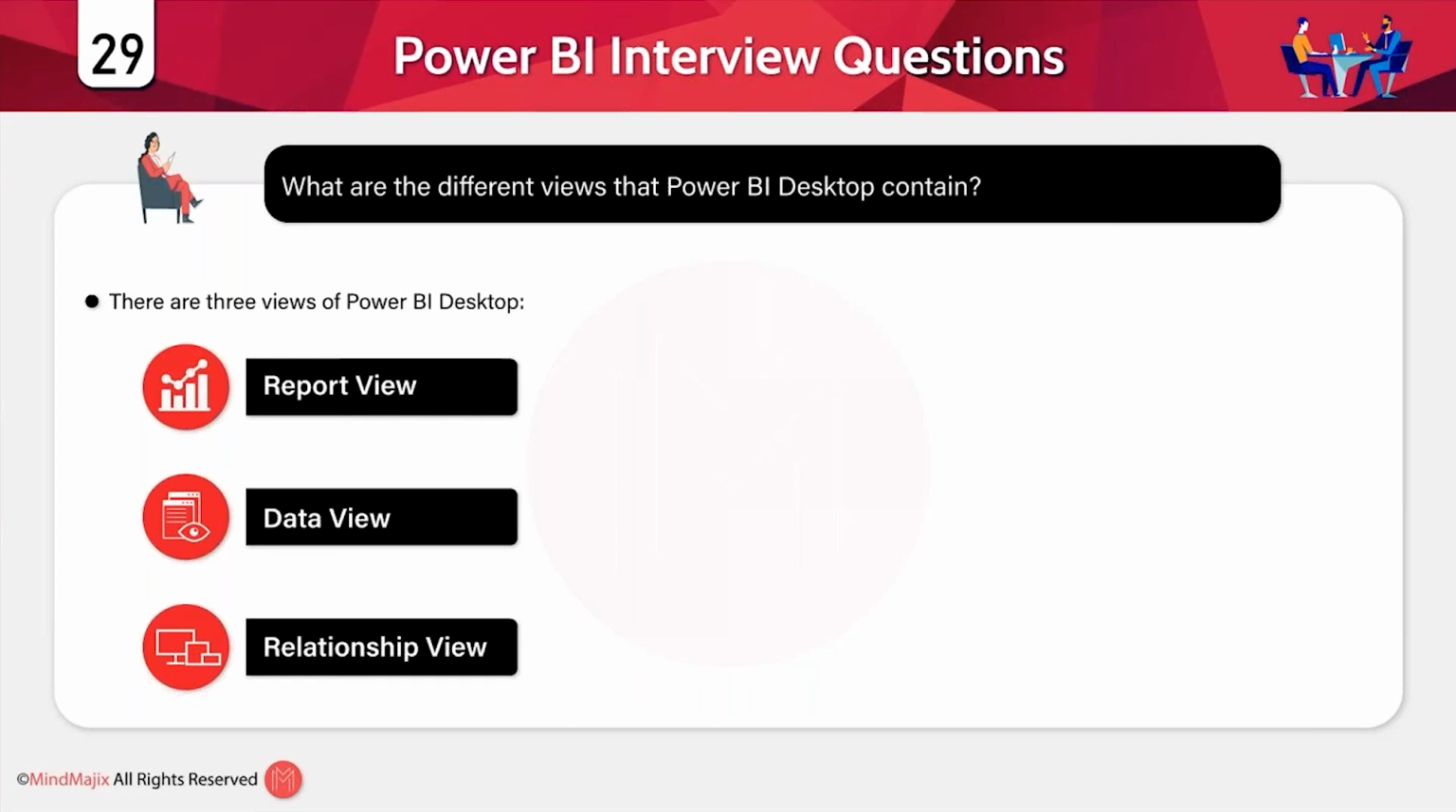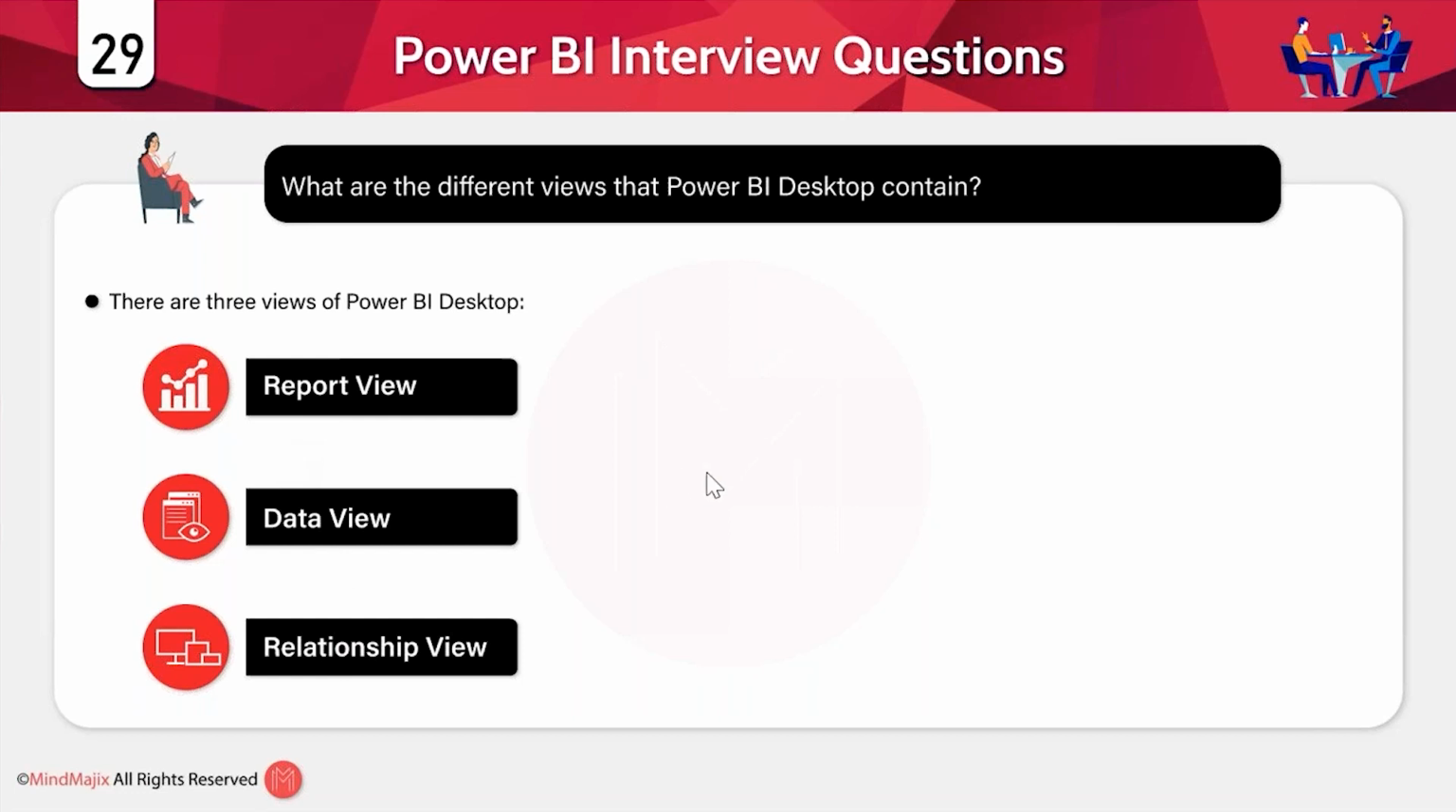You could be asked the question: what are the different views that Power BI Desktop contains? When you open Power BI Desktop, you will see three icons on the left-hand side of your canvas. You should know these names, because when you're talking to a Power BI person, you will say, go to the report view, go to the data view, or the relationship view. These are the three different views available in Power BI Desktop.